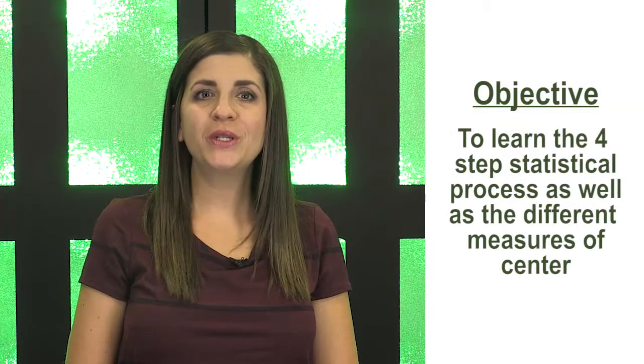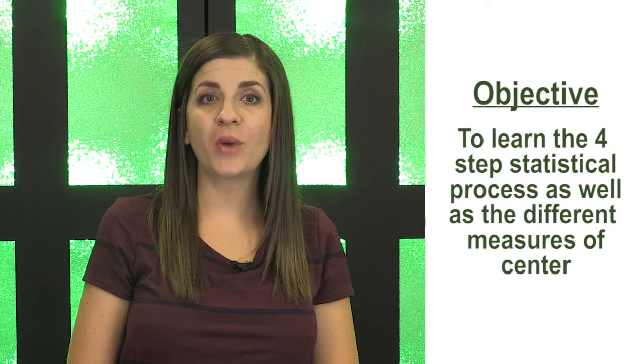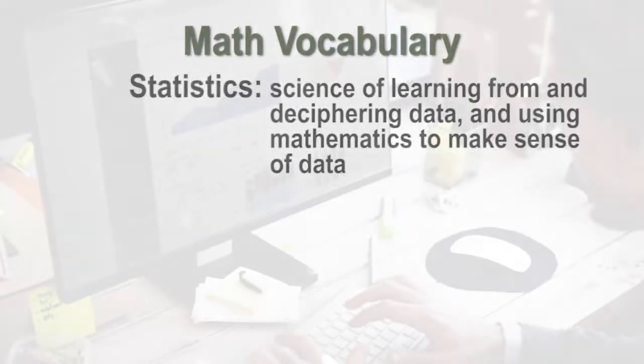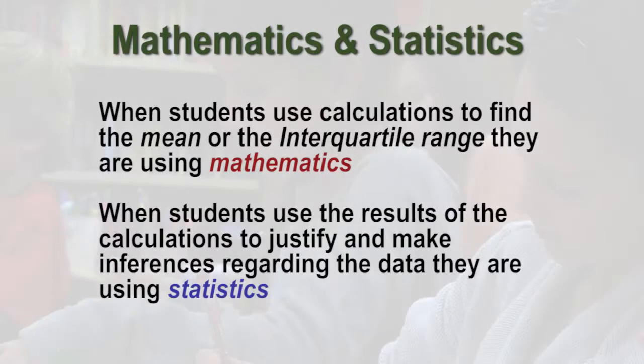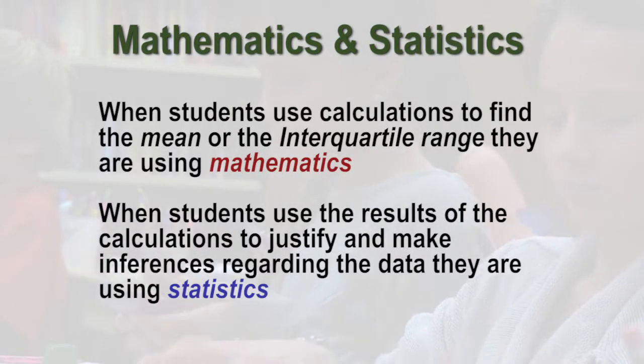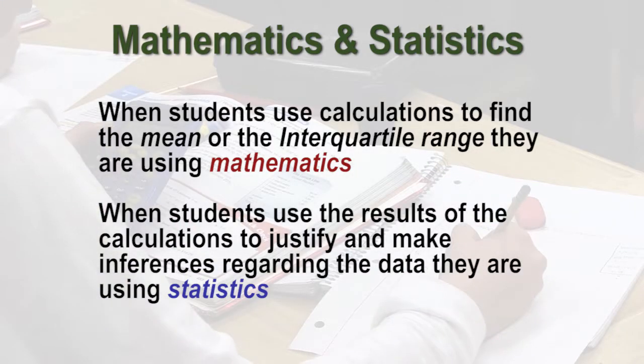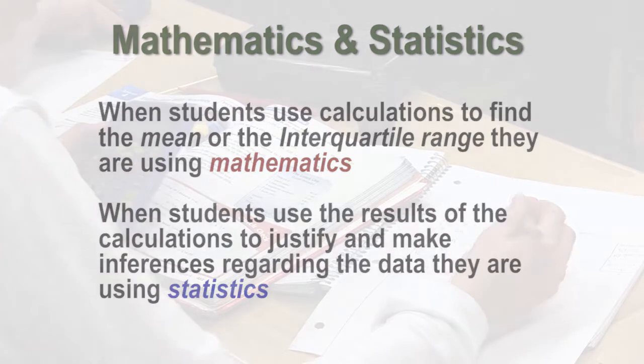In this chapter, students will learn the four-step statistical process as well as the different measures of center. Statistics is the science of learning from and deciphering data. Statistics uses mathematics to make sense of data. When students use calculations to find the mean or the interquartile range, they are using mathematics. When students use the results of the calculations to justify and make inferences regarding the data, they are using statistics.